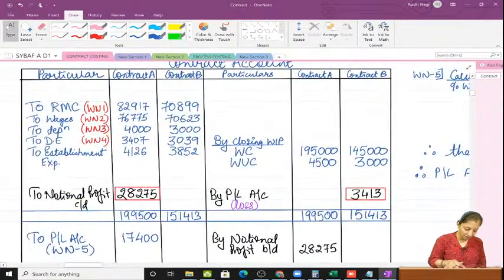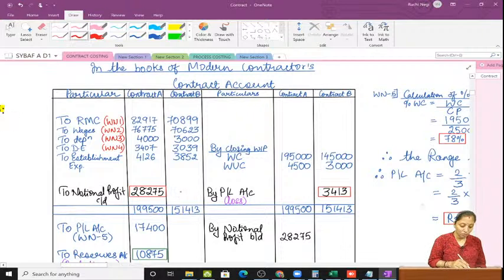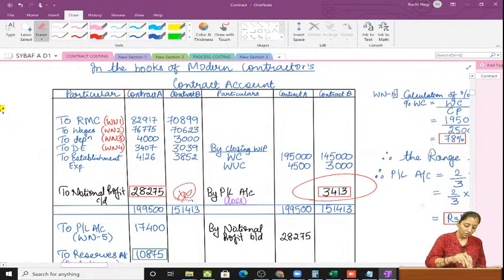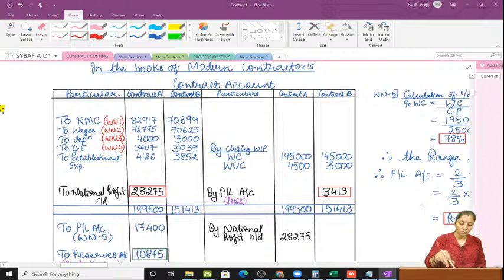Look into this sum. Here, in contract B there is no notional profit. See, there is a loss. There is no provision as such that you have to calculate percentage of work certified when there is a notional loss. The provision is only when there is a notional profit. So here, the loss has come in contract B, so the loss related to the contract is transferred to the P&L account. So these are the probable types of questions which you may get.